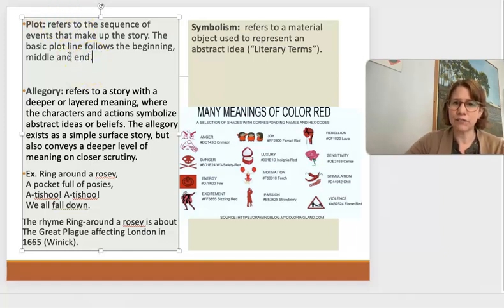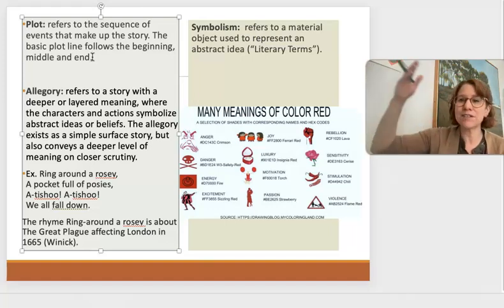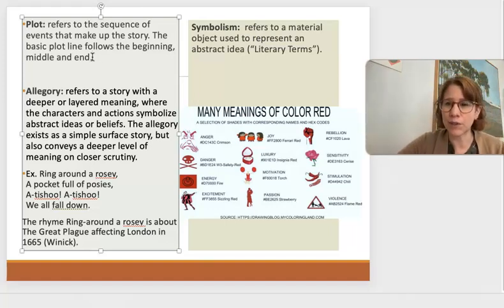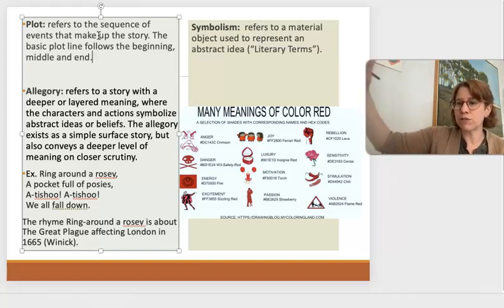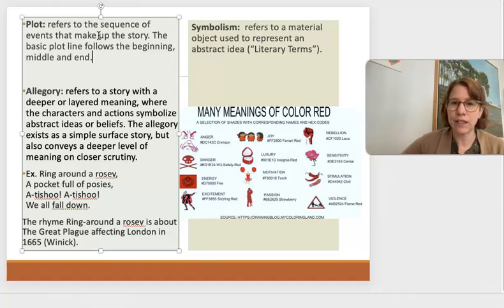Filmmakers have also played around with the beginning, middle, end. Sometimes they start at the end and work their way backwards. There's lots of creative ways that plot structure can be reimagined. But basically, at its basic level, it's the sequence of the story. And you might pick out plot points. What are the important moments or events over the course of a narrative that mark that character's journey?